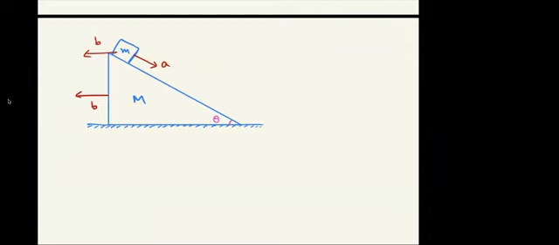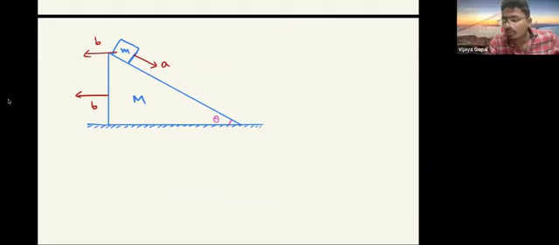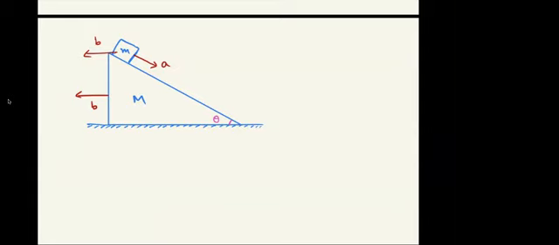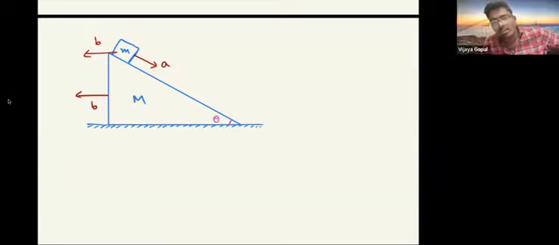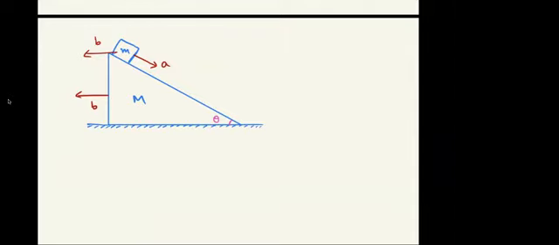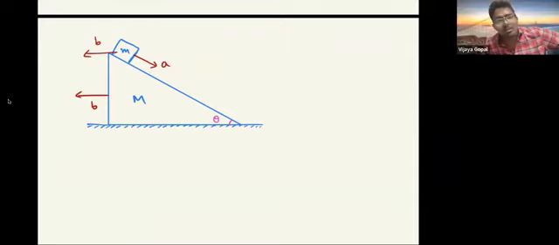Yes, sir. This A is what? Don't get confused. Tell me. This A is the acceleration of the block with respect to the wedge. And B is what, sir? The acceleration of the wedge with respect to ground. So if you want the acceleration of the block with respect to ground, I'll be just adding this B. That's it. Okay. Now, sir, what should be done?